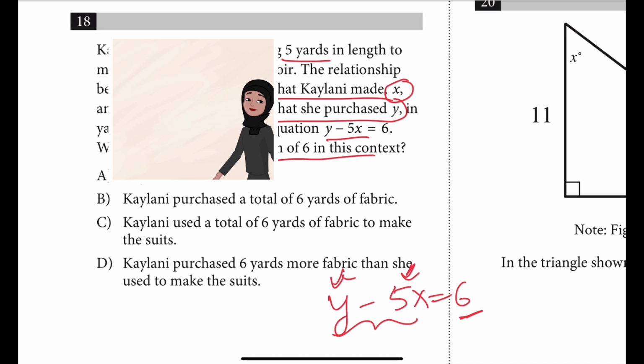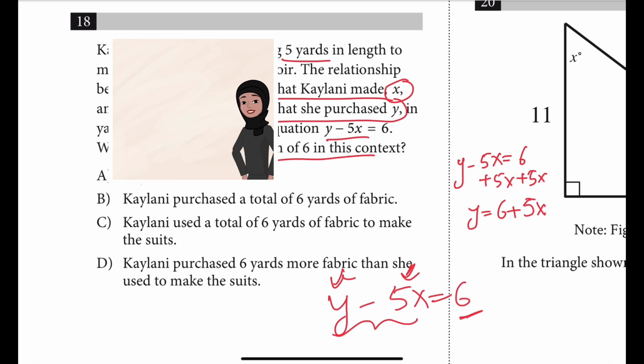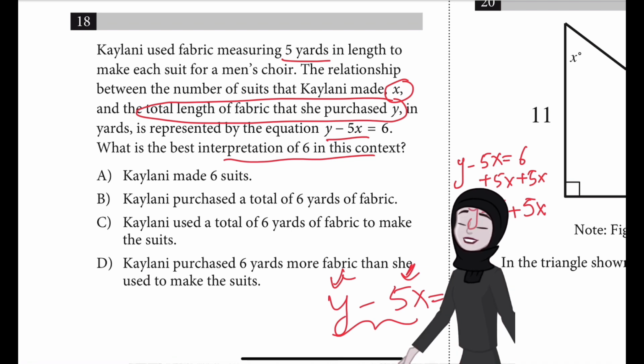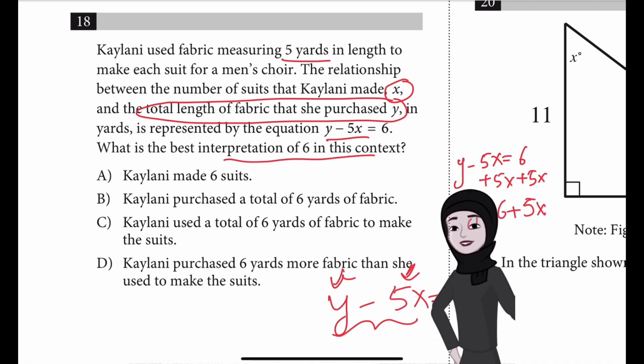is left. Or in other words, if you take this equation and you add 5x to both sides, you will get y is equal to 6 plus 5x. So it's given that the equation y minus 5x is equal to 6 represents the relationship between the number of suits that Kalyani made, x, and the total length of fabric she purchased, y, in yards. So if you add 5x to both sides, the equation will give us y is equal to 6 plus 5x, or in other words 5x plus 6.